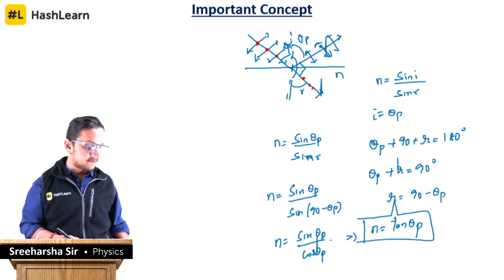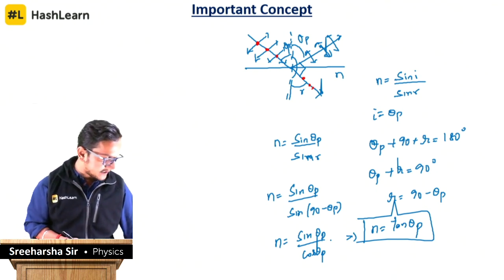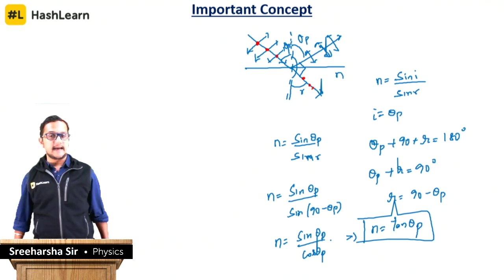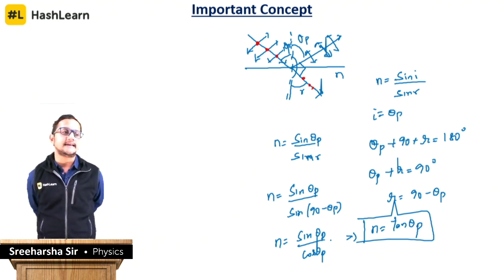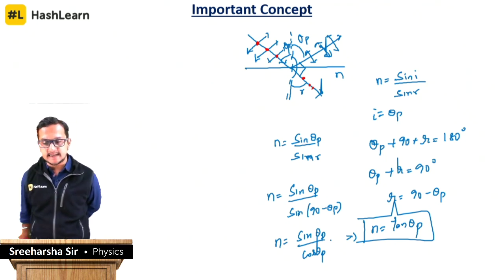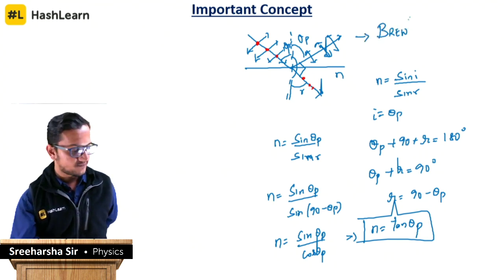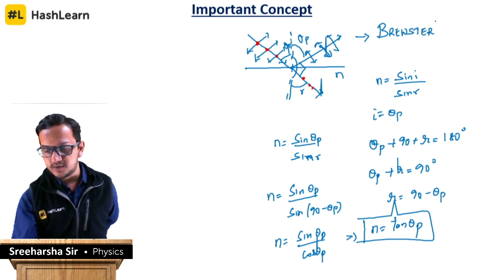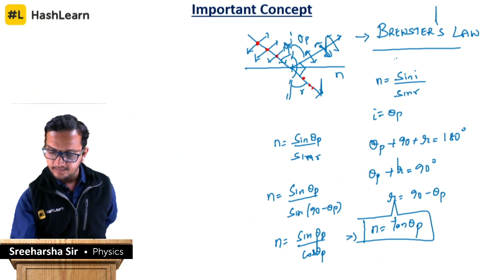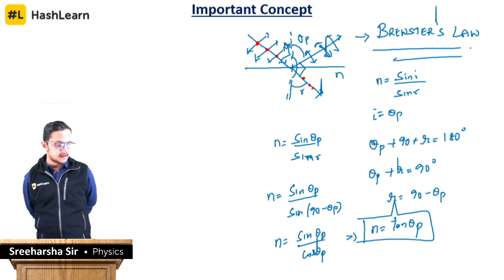So the relation between the refractive index and the polarizing angle is n is equal to tan theta p, or the refractive index is equal to the tan of the polarizing angle, and this is called Brewster's law. So this is very, very important for us to solve the problems. I hope you have understood the concept, students.